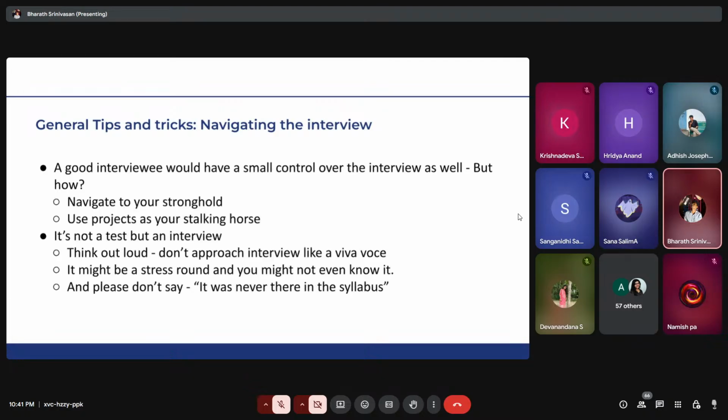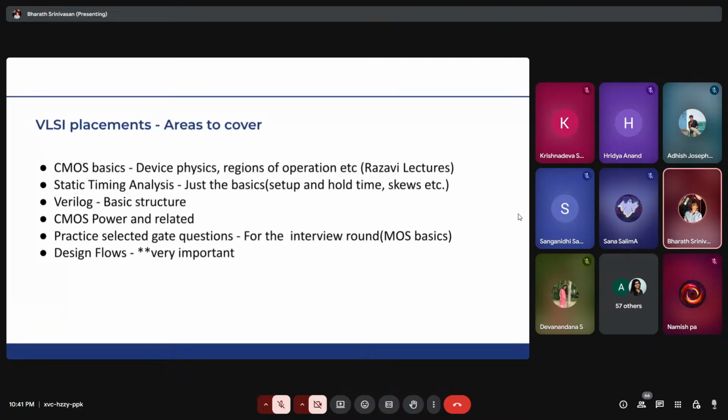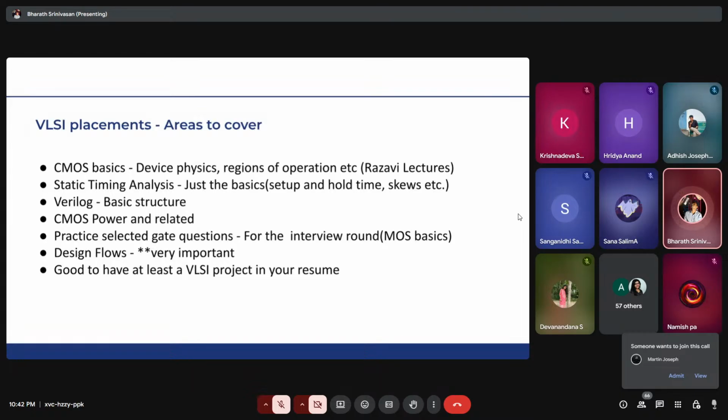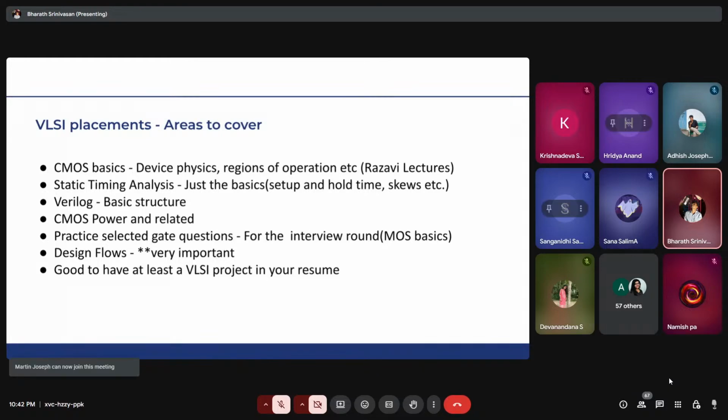Going back, so design flow, and it's good to have at least a VLSI project. As I said earlier, you will have a Verilog project, all right, a simulation environment, everything set up, just a basic project, nothing very big. A basic project will be good to have in your resume.